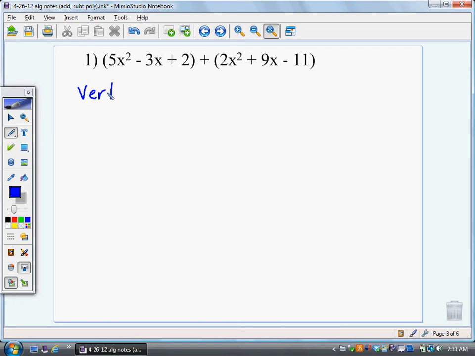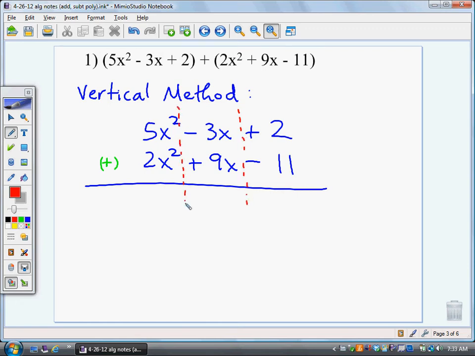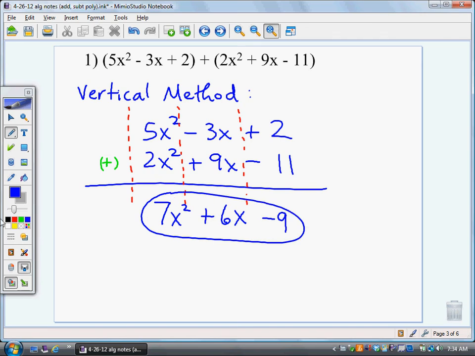It's something called the vertical method. The vertical method does things vertically. So I would take 5x squared minus 3x plus 2, and then I'm going to be adding the second polynomial, which would be 2x squared plus 9x minus 11. And when we add, you kind of want to think of having columns, and you include the sign. Now when you add, positive 2 and negative 11 make negative 9. Negative 3x and positive 9x make positive 6x. And 5x squared and 2x squared make positive 7x squared. And there's the answer, which is the same thing we had on the previous page doing the horizontal method. Some people like doing it vertically, some people like doing it horizontally.